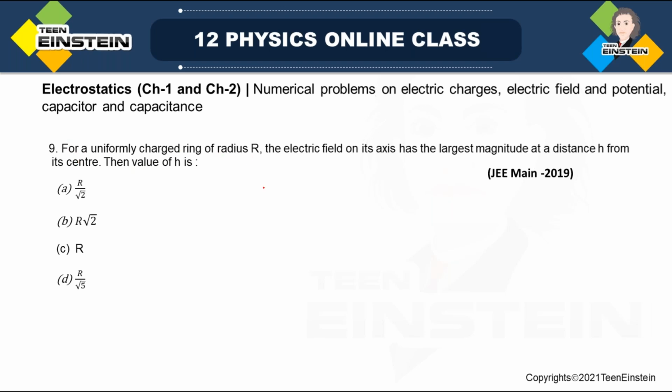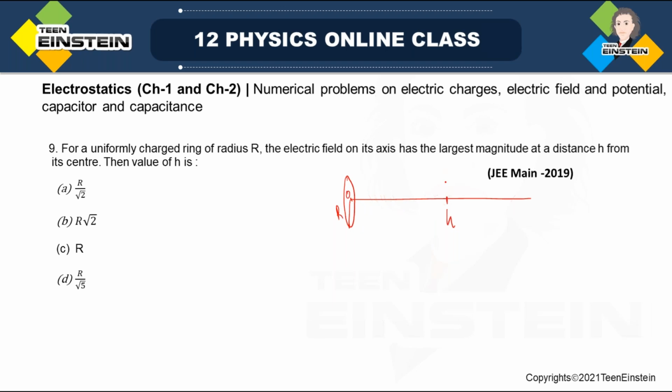For a uniformly charged ring of radius r, the electric field on the axis has largest magnitude at a distance h from its center. So when you have such a ring having a radius r, it will produce some electric field on the axis. Suppose this is the distance h from the center of this ring.